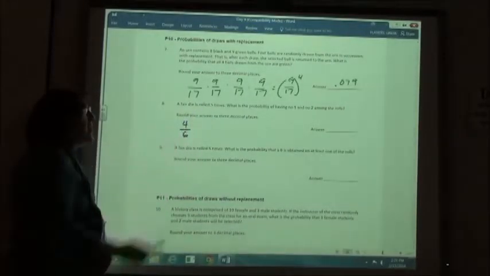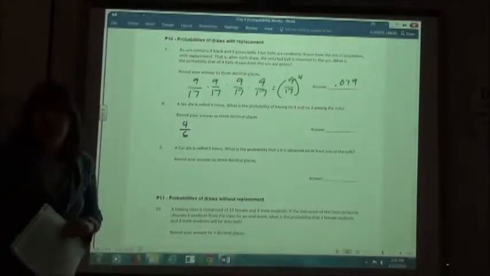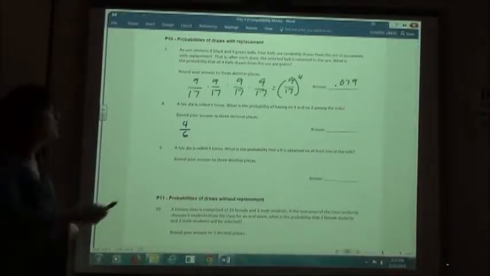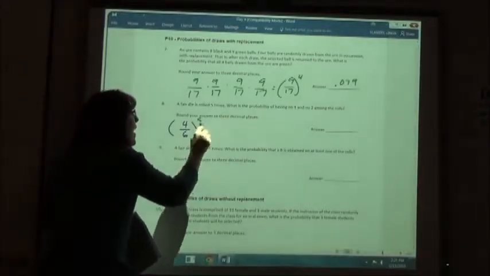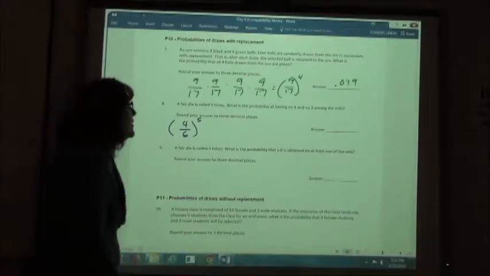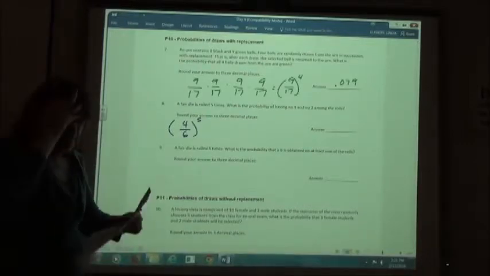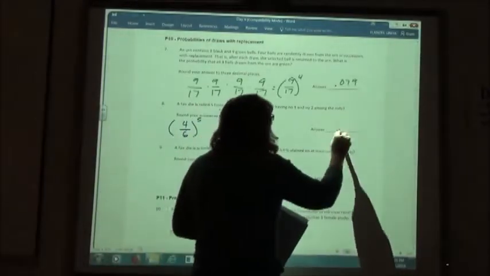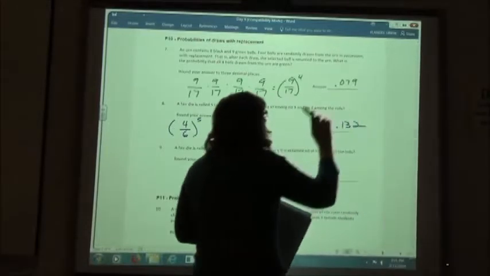We're going to roll the dice 5 times. So again, since I'm going to get the same chance all 5 times, I can just take it to the 5th power. Or 4/6 times 4/6 times 4/6. If you want to reduce it down to 2/3, it'd be the same thing. And again, we're rounding it off to 3 decimal places. 0.132, okay.